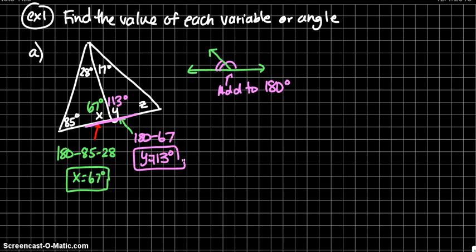And now I've got enough information to find Z. So I'm back to the fact that all three angles in a triangle add up to 180, and so I'll use that fact to find Z.